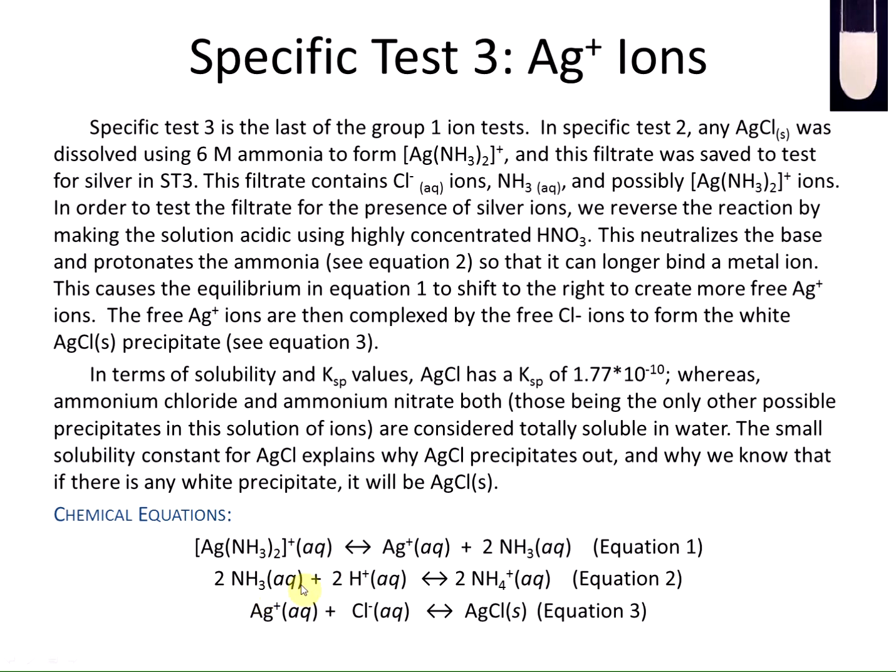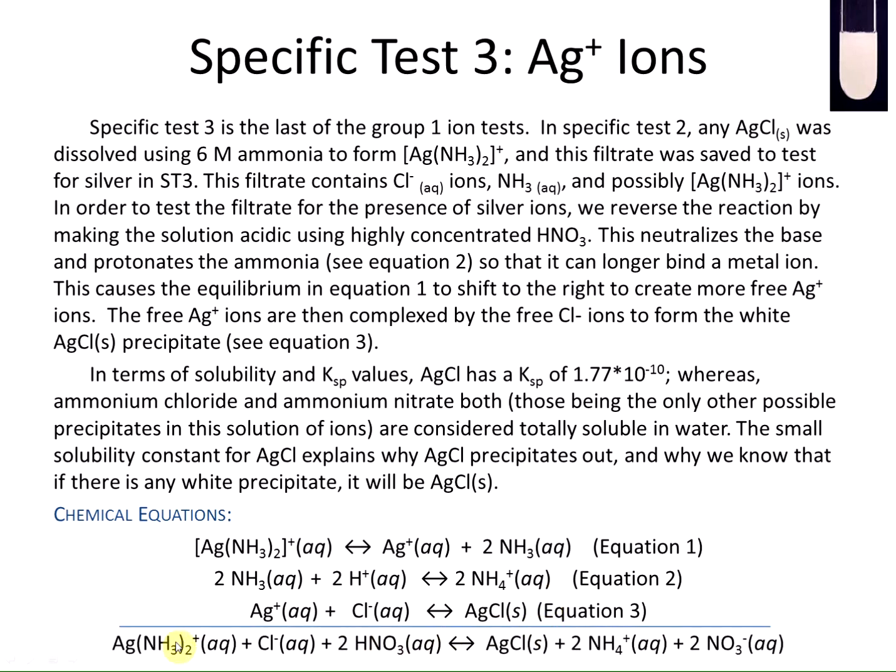So when you're protonating the ammonia, you're causing the concentration of the ammonia here in this equation 1 to go down, and this shifts the reaction to the right and it produces more silver plus ions. And when you have more silver plus 1 ions, then it can combine with the chloride to form the silver chloride solid.